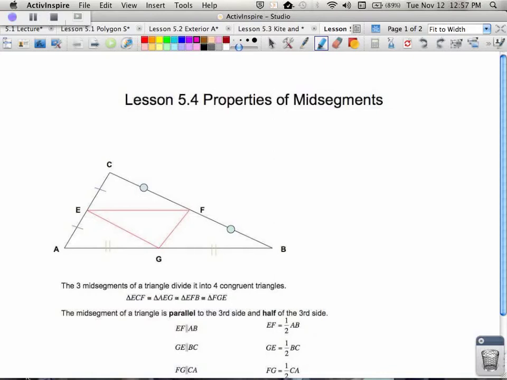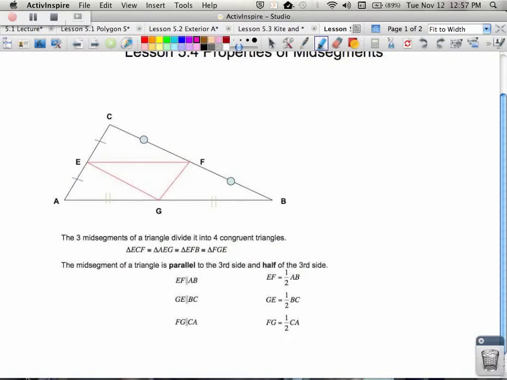In lesson 5.4, we're going to talk about mid-segments. As I look at mid-segments, that means basically things that are joining the middles. We usually talk about it specifically with triangles, but there are some other figures that we could talk about as well. The cool thing about the mid-segments in a triangle is that it divides the triangle into 4 congruent triangles. And I'm going to demonstrate that in just a minute.